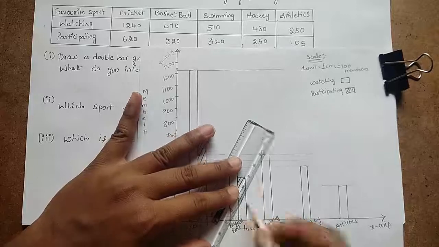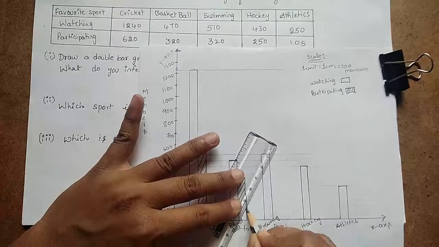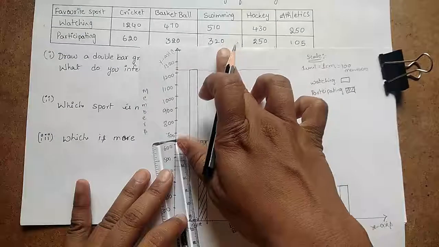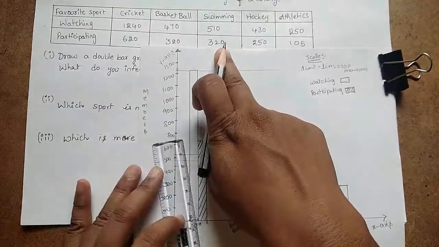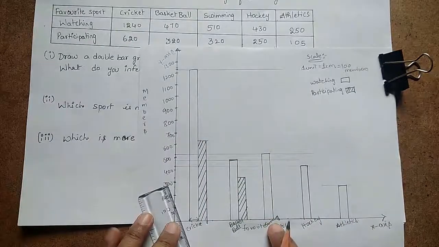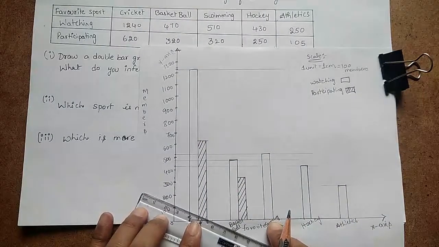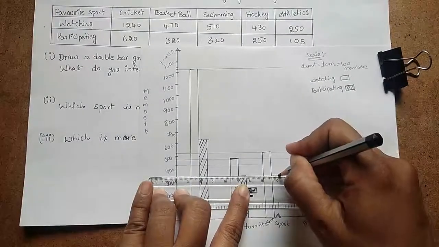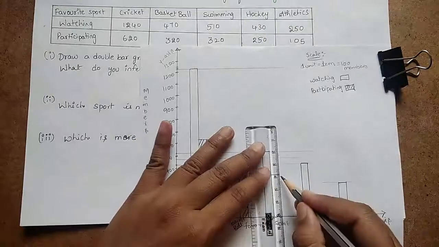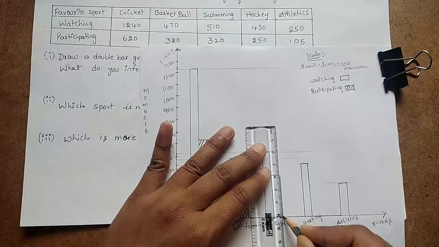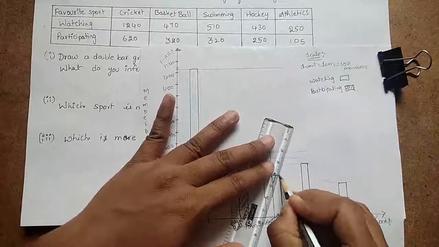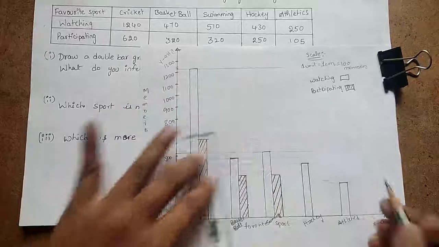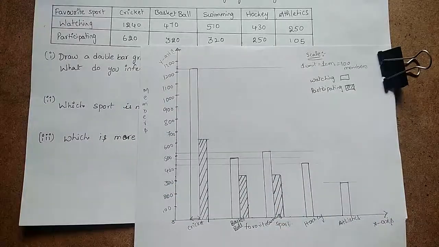So I am drawing a checkered box here for the participating of basketball. Next, coming to the swimming, it is 320. So 320 we have measured in swimming. So swimming also 320. So it is similar to this. Take a line like this with the same width. This was the participating of the swimming.